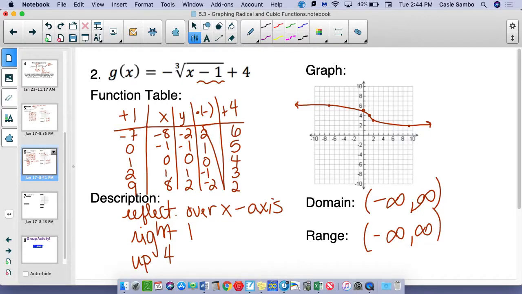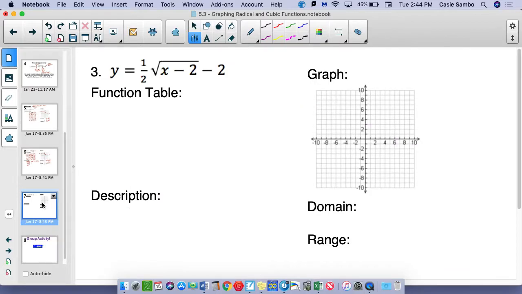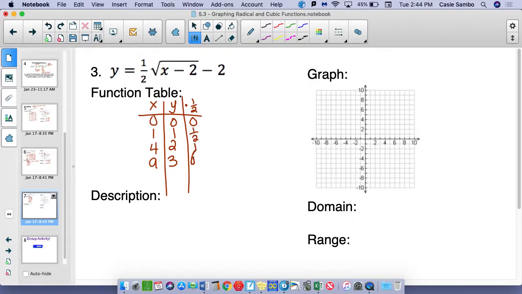Last example. We have a square root function, so we're going to start with the square root function table. So 0, 1, 4, 9, 0, 1, 2, 3. We have this times a half. It goes on the y side. And I get 0, 1/2, 1.